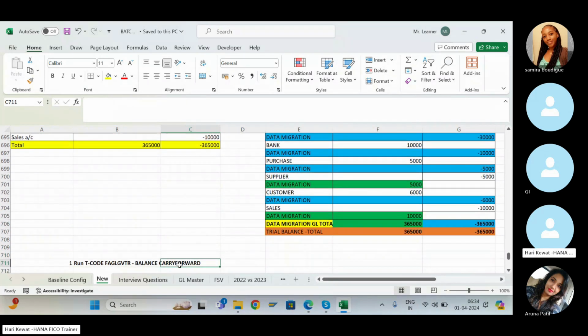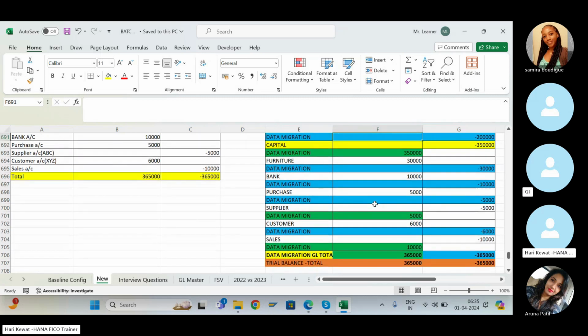No, retained earnings will not become zero. Retained earnings is the difference between the PNL GLs, that is, all the revenue GLs and all the expense GLs. So if there is a balance, there will be a balance in the retained earnings GL. If your expense and your revenue GL, when subtracting, become zero, then in retained earnings it will be zero.